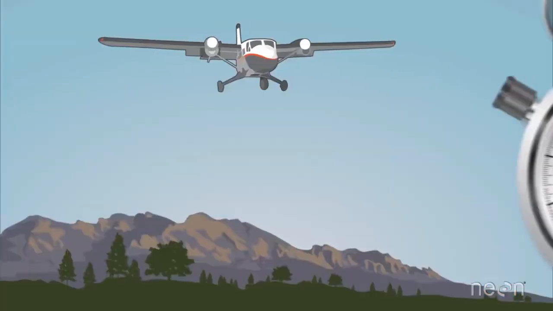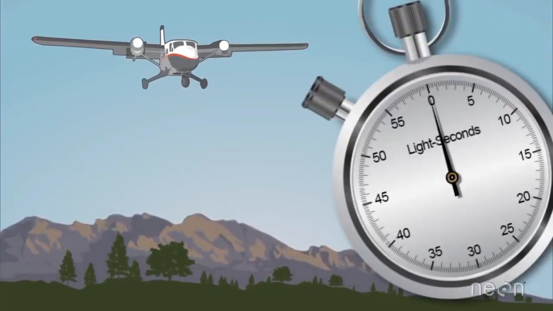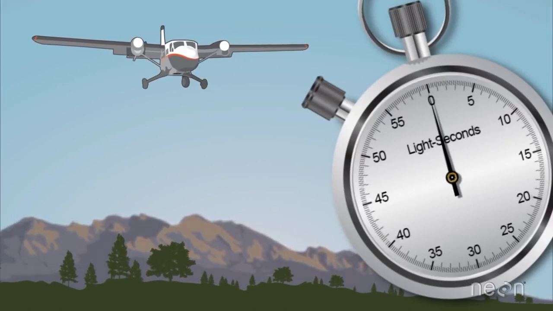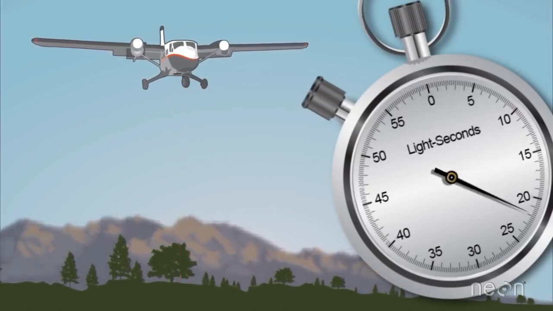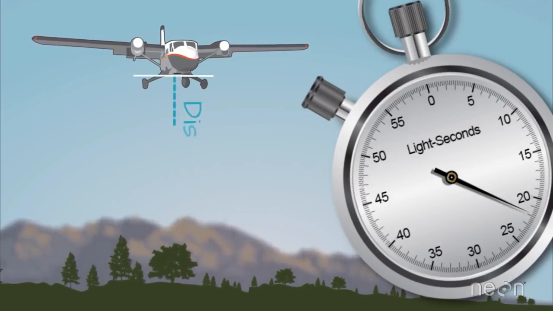Now all of this pulse and return business is great, but speaking the language doesn't give us height. To get height, the LiDAR system records the time that it takes for the light energy to travel to the ground and back. The system then uses the speed of light to calculate the distance between the top of that object and the plane.